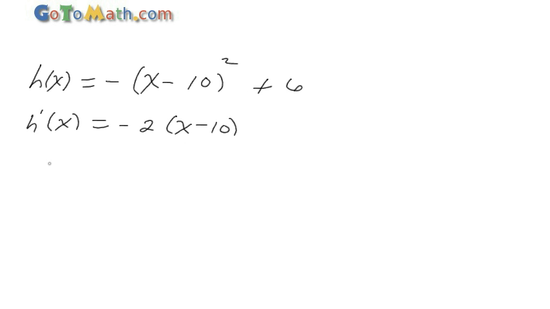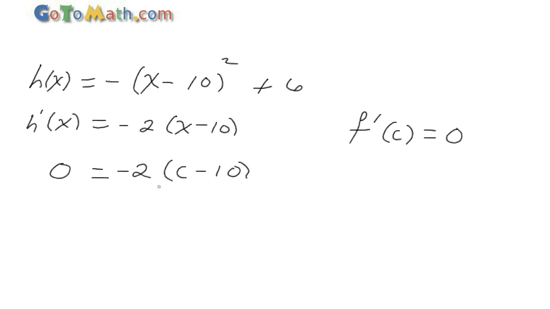Then what you want to do is set it equal to 0. Let's plug c in for x. In other words, we want to find the solutions to this equation right here. See that? So as you can see, when we let c equal 10, in other words, 10 minus 10 is 0, and there you go, both sides are equal to 0. So this is your critical number right here.